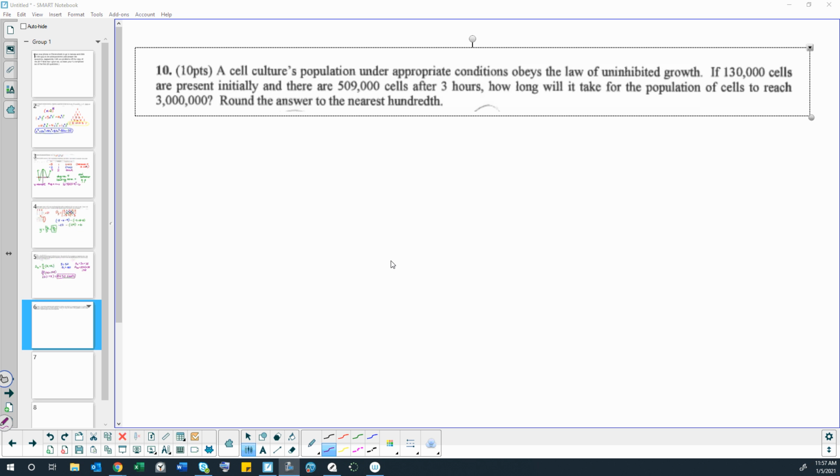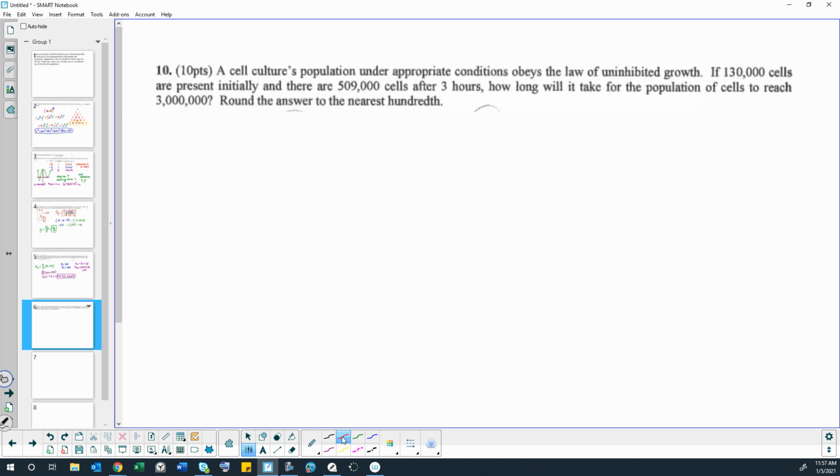Okay, so this particular problem has two major steps. The first one is to find k, and then the second step is to use our equation with k in it to find the answer. So step one, find k. To do that, we use our formula A equals A sub 0 e to the kt, right? I'm just trying to remember. So yeah, that looks right.